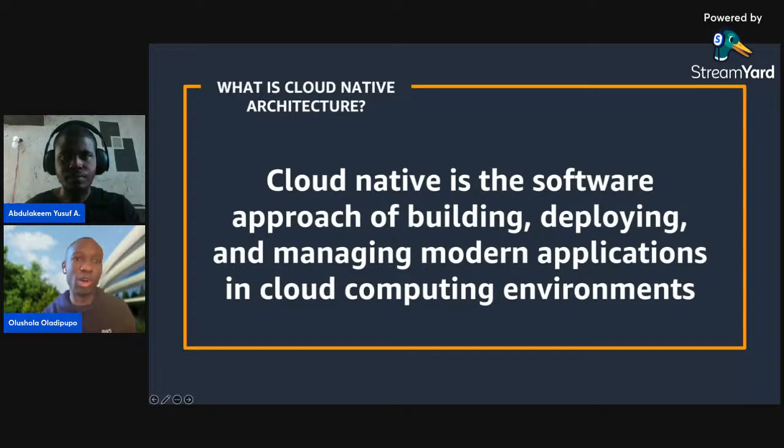And when we say that most companies are cloud native, it basically means that right from the get-go, the company started building on the cloud. They didn't have to do a migration from on-prem to the cloud. From the get-go, they started building, deploying, and managing all their applications in a cloud computing environment. So this is what cloud native architecture is all about.